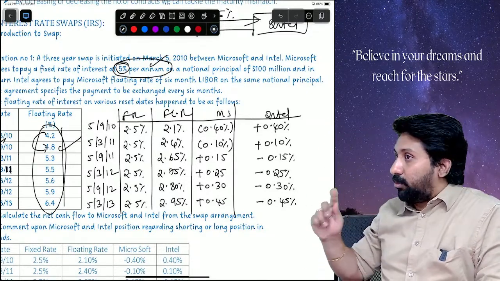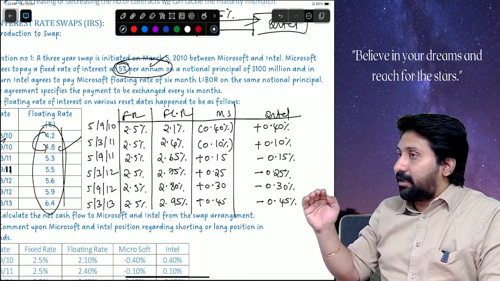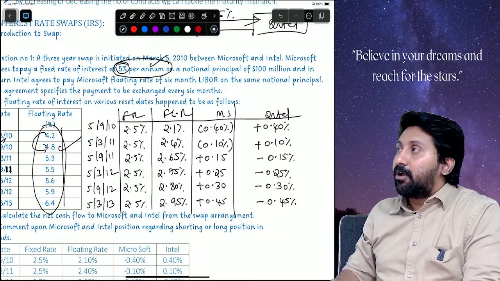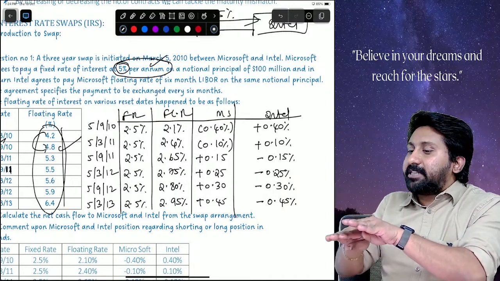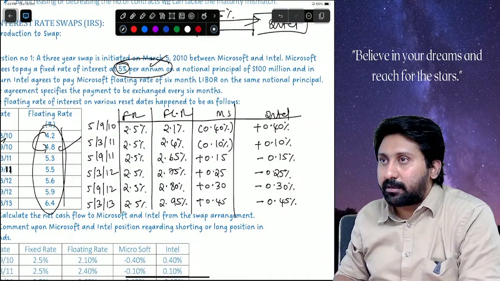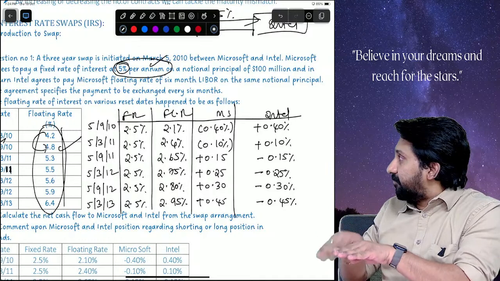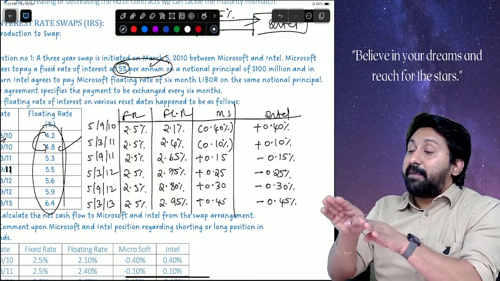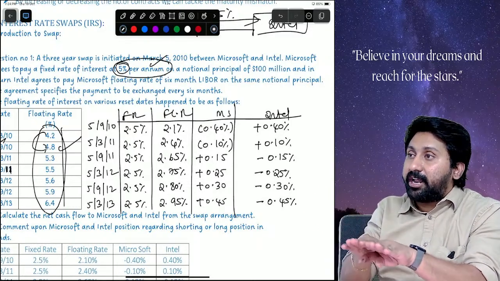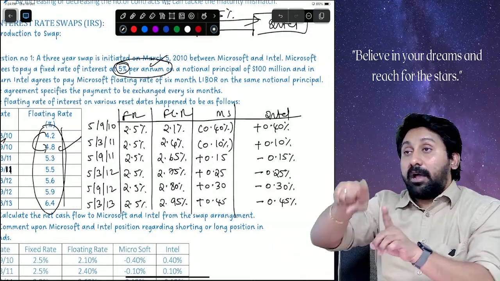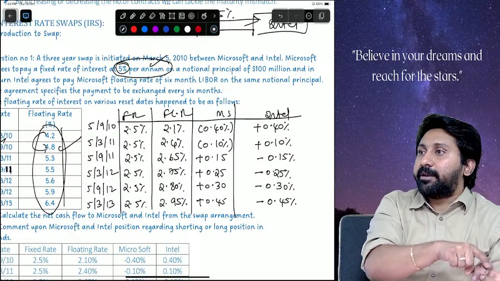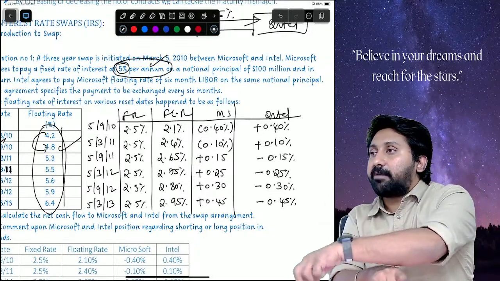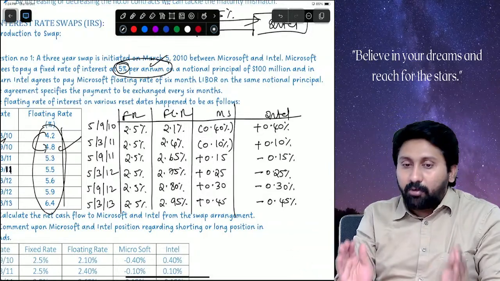Now tell me, floating rate, when it is there for Microsoft, floating rate means what? The rate will change according to the market. Correct or not? Whenever there is a floating, I will be going as per the market. But in the swap world, I have taken a floating, I have taken a fixed. Intel, originally what is my position? Fixed. Now in the swap market, what am I taking? Floating. How is this going to affect?